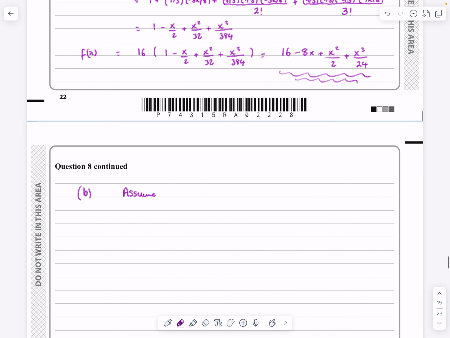So let's say that first of all. So I make an assumption. So assume that the line y equals 8 plus 8x minus 15x squared over 2 does intersect with what I had as my answer, which is y equals 16 minus 8x plus x squared over 2 plus x cubed over 24.